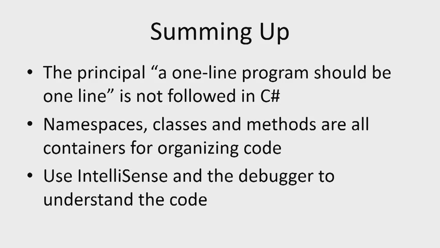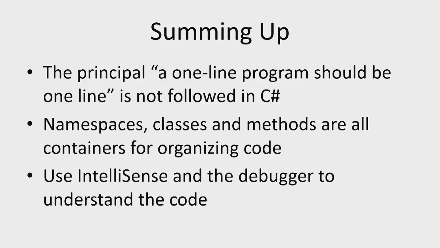Summing up. As we've seen, the principle that a one-line program should be one line long is clearly not followed in C#. Right? We've had a program here that was only one or two lines long, Console.WriteLine hello world, Console.WriteLine goodbye. You'd think that would be two lines long, but we had using blocks and namespaces and classes and methods. Why all of this stuff? And the answer is, as I said in the previous video, C# was designed for expert line-of-business programmers who were going to be working in large teams on large software. So the whole thing is designed towards managing complexity.